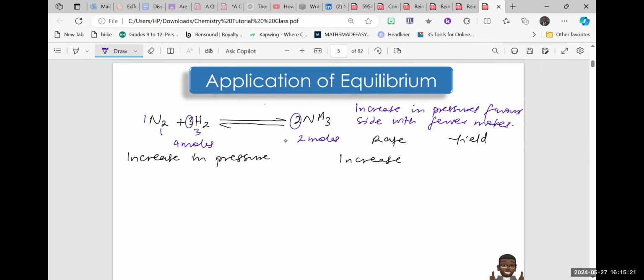Side to increase. It will increase. So there will be an increase in yield, because that is the side of fewer moles, and that is where you have your ammonia.